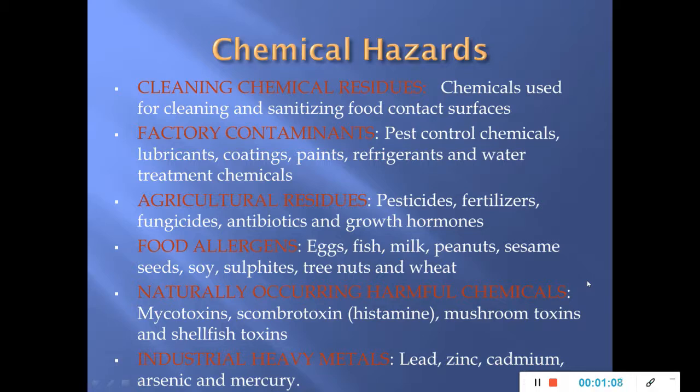The second category mainly includes the factory contaminants. Now, since lots of food is produced in a food industry, the chance of pest infiltration is very high. So, to control the pest, we might use certain chemicals, and to maintain the machinery, you might use certain lubricants, and you might have various other things like coatings, paints, refrigerants, water treatment chemicals. At different locations of the factory, such chemicals would be present.